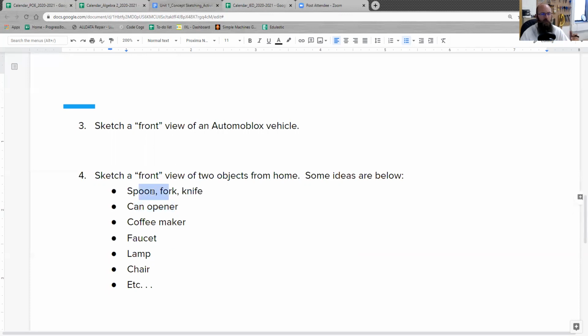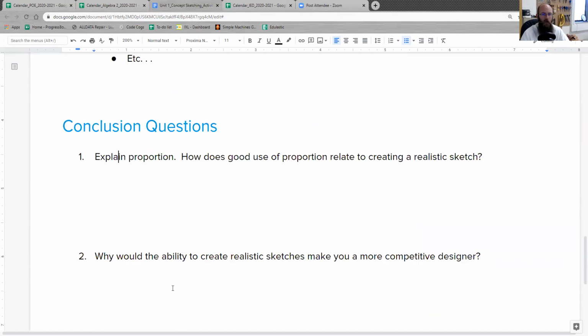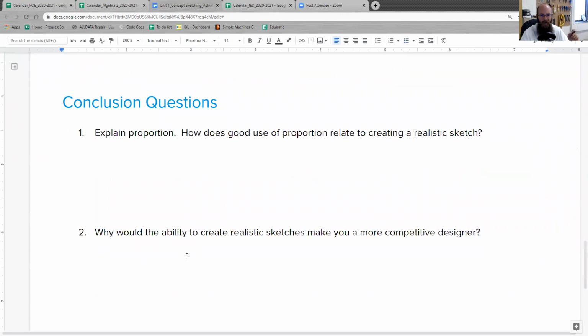And a spoon, that's difficult just because of the bowl shape there. I'm really looking for shading at that point. And fork and knife, there's more details on that. Chairs and lamps, I typically get some pretty cool ones, so just keep that in mind. And then don't forget to answer these questions. But I want to give you some hints on proportion.